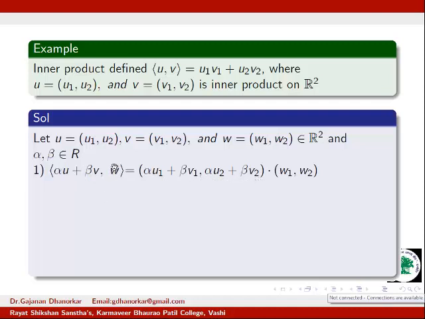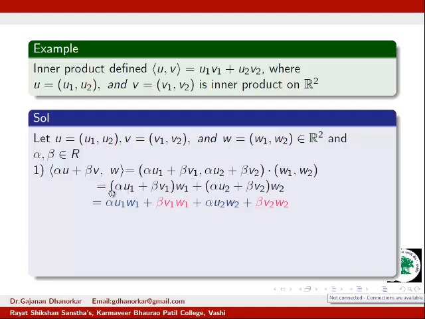And we have to take the inner product with w, that means we have to take the dot product with w. How do we take the dot product? First component into first component, second component into second component, and then we add. This is your first component into w1, second component into w2. Here I am multiplying alpha u1 into w1, beta v1 into w1, alpha u2 into w2, beta v2 into w2. The blue terms contain alpha, and the pink terms contain beta.